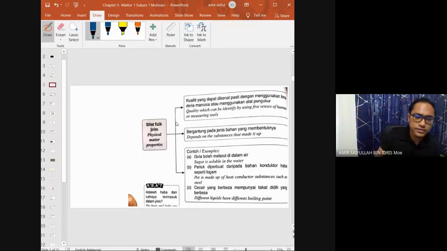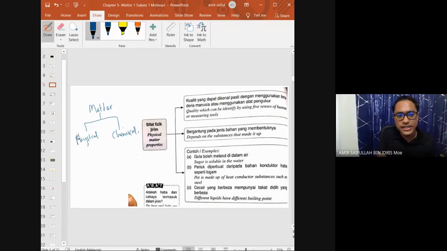Next we go to matter. Matter has properties, ciri-ciri. Okay, matter actually has a property. One is a physical property, another one is a chemical property. Physical property, ciri-ciri physical, is what we can identify by using our 5 human senses, or we can use a measuring tool.